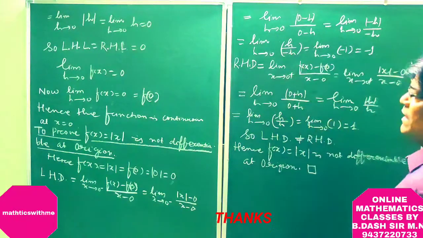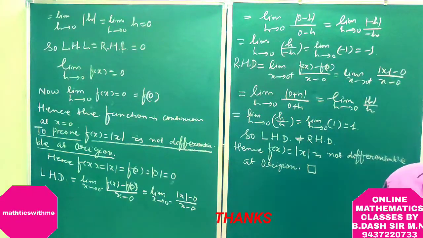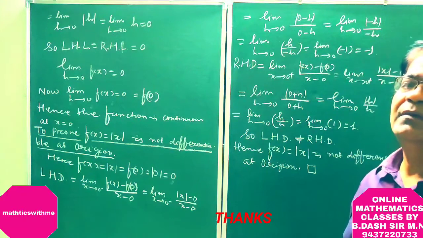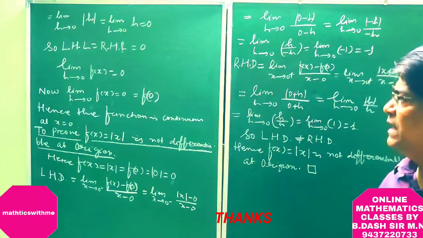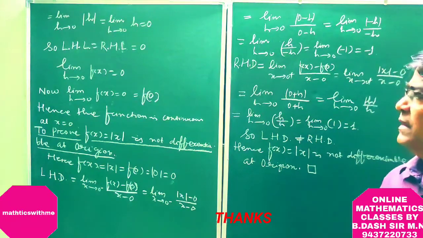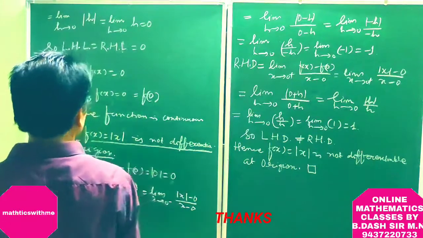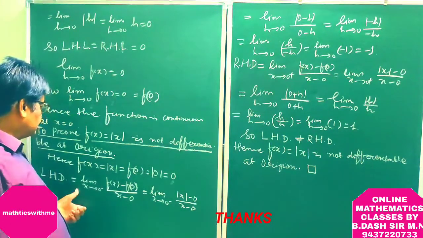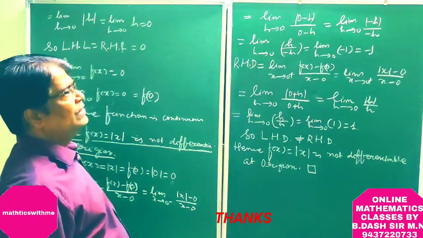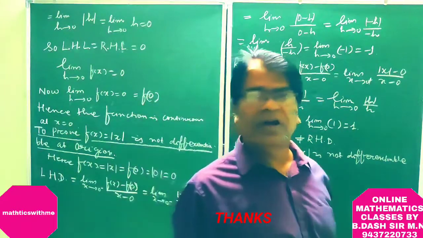So in this question, first part we have already proved the function is continuous at origin. In the second part we have proved f(x) is equal to mod x is not differentiable at a origin. So our first problem is solved.